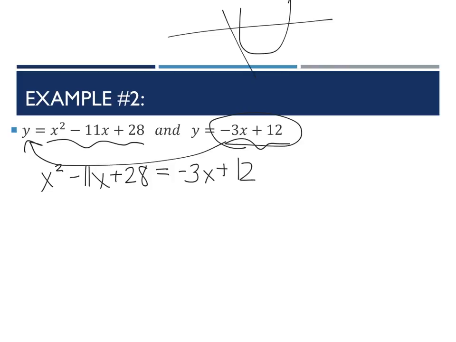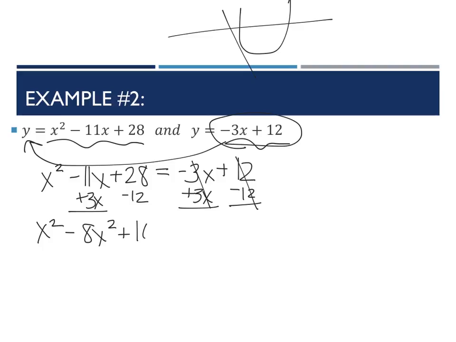-3x plus 12. We want to do what we've always done in solving quadratic equations, and that's make one side equal 0. I'd like to keep my x squared positive, so I'll move 3x over here as a plus 3x, and I'll move the 12 over as a minus 12. That gives us x squared minus 8x plus 16 equals 0.